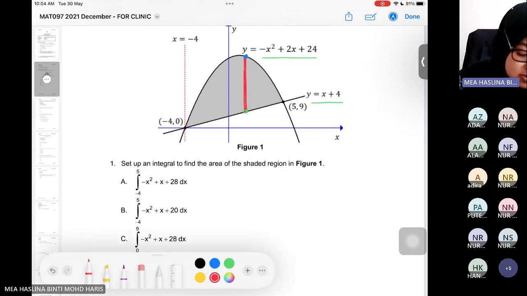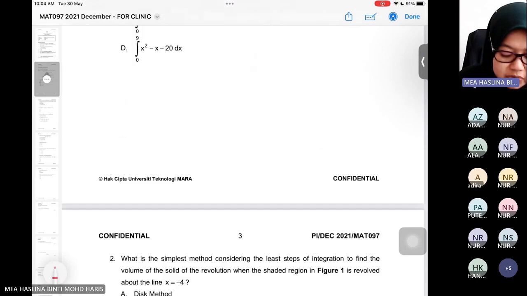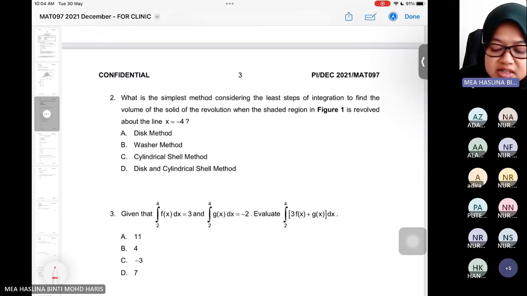I guess you don't have problem with this, am I right? Okay, good. Alhamdulillah. So moving on, we look at question number 2. What is the simplest method, considering the least steps of integration, to find the volume of the solid of revolution when the shaded region in figure 1 is revolved about the line x equals -4?